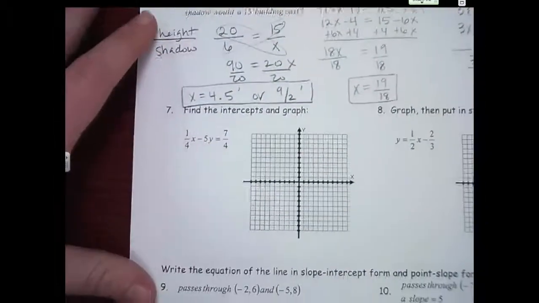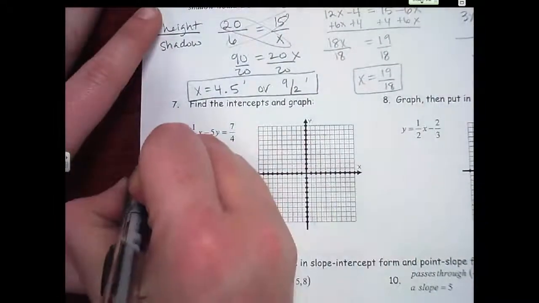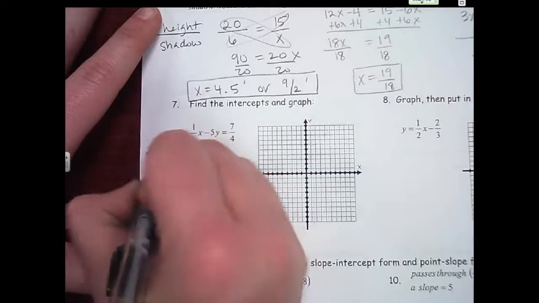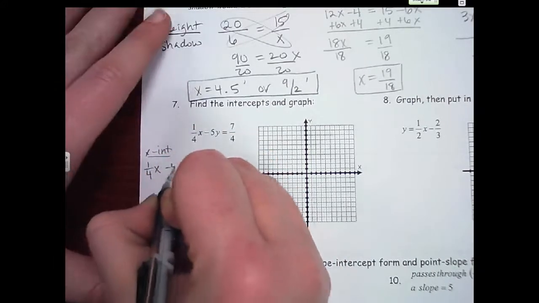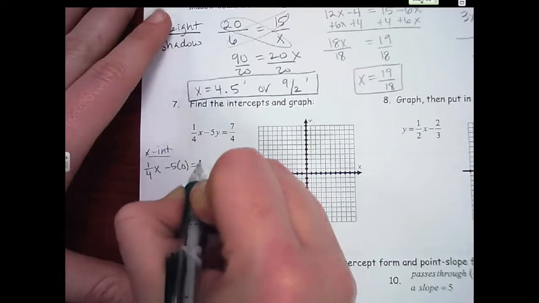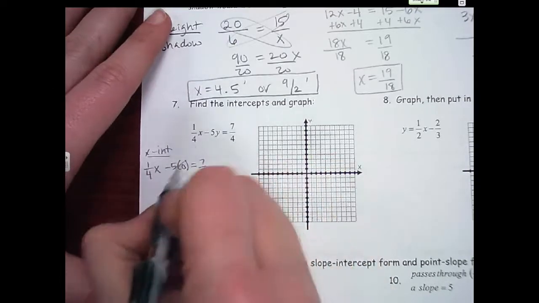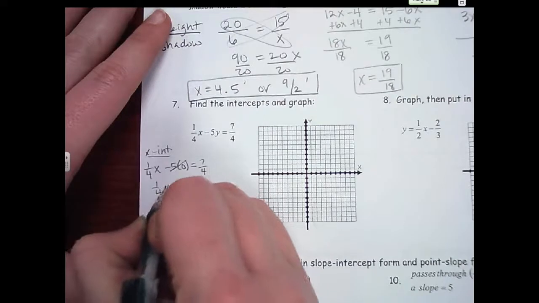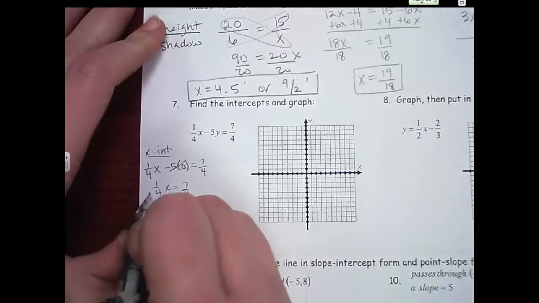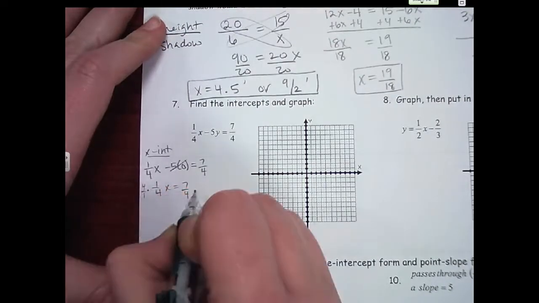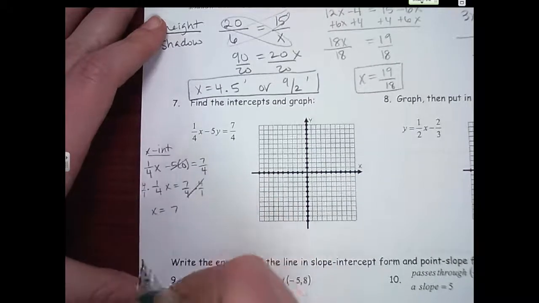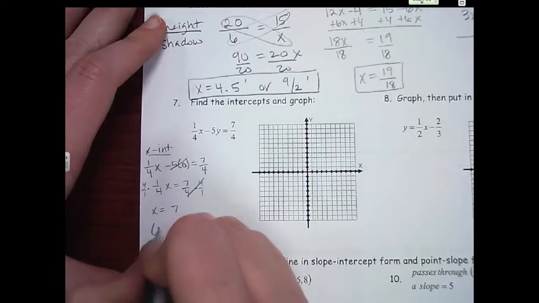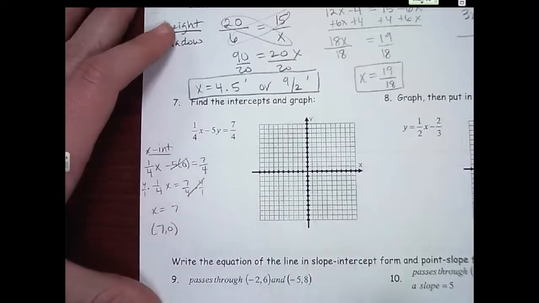Number 7, find the intercept. So if I want to find the x-intercept, I plug 0 into the y and I solve for x. So 1/4 x minus 5 times 0 equals 7/4. That's gone. 1/4 x equals 7/4. Multiply by 4 over 1. So x equals, those are gone, 7. And we write that as a coordinate point, 7, 0.